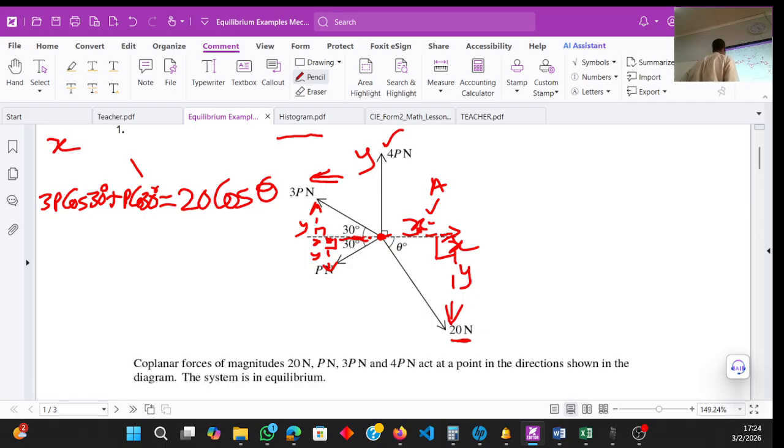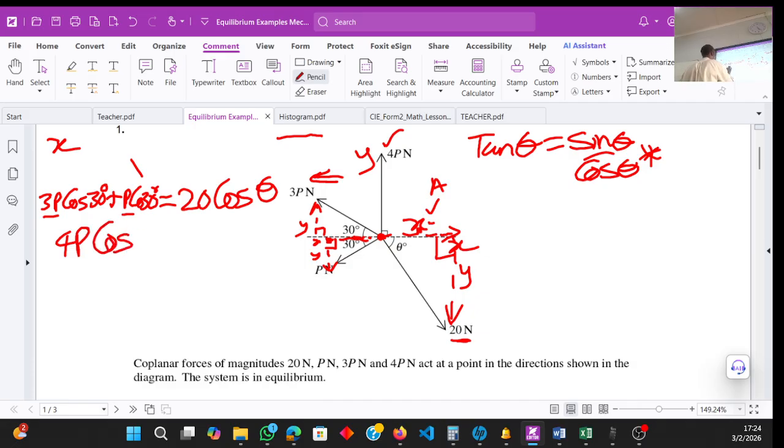But as I look at my first equation, because in the process we're going to build simultaneous equations, sometimes we need basic identities, like the identity tan of theta equals sine of theta over cos theta. This identity might be needed in the process. Now, when I look at the x, there is 3p, there is p, and both are in terms of cos 30 degrees. So these are like terms; when I combine them, I'll simplify to 4p cos 30 degrees being equal to 20 cos theta.